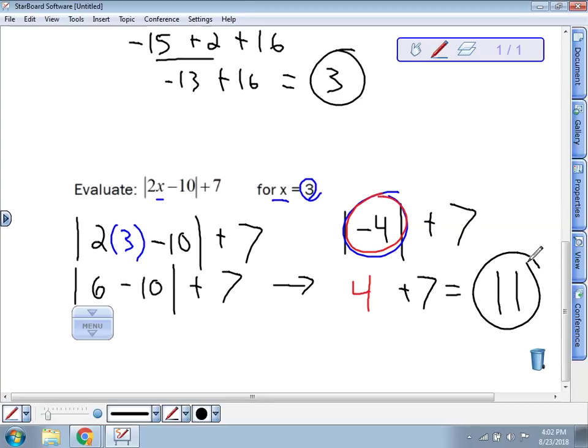So there you have the notes on what absolute value is and how we're going to use it to simplify and evaluate algebraic expressions.